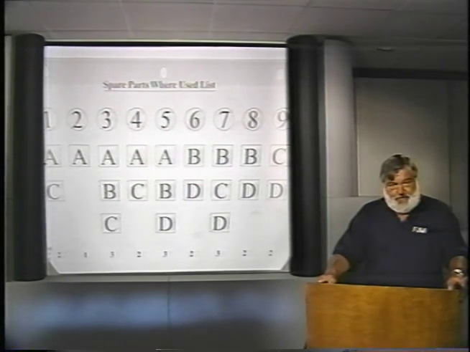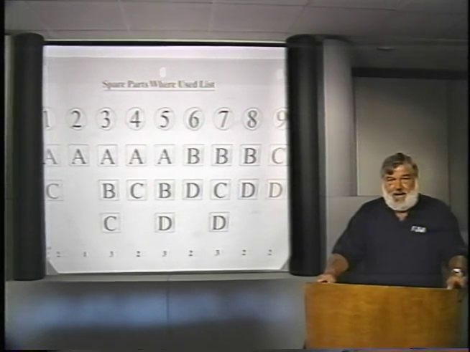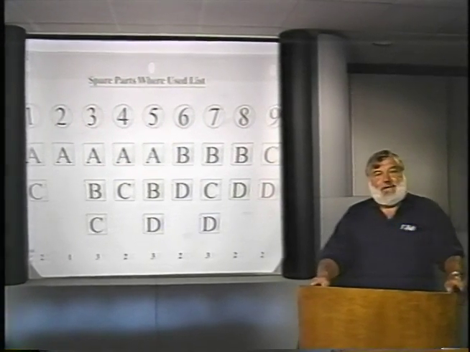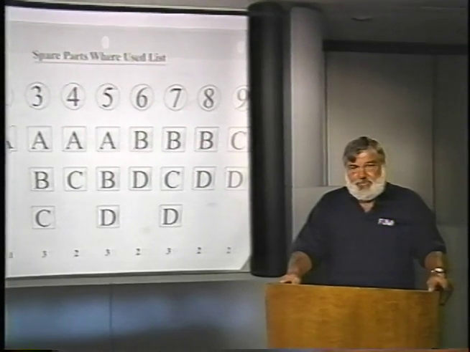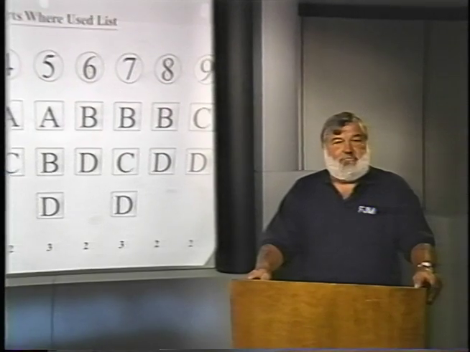Now at the bottom, you'll notice that we have the where used code. That where used code, as I indicated a few moments ago, is a numeric number which merely indicates the number of pieces of equipment that spare part is used in. So again, going from left to right, part number 1 is shown as being used in equipment A and C, so it has a where used code of 2.